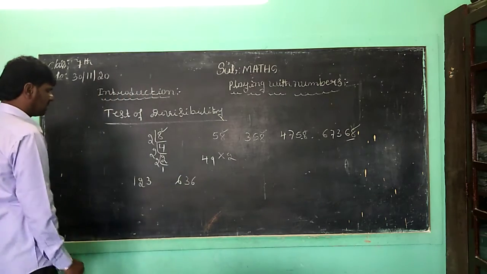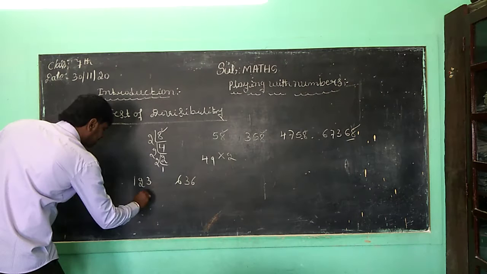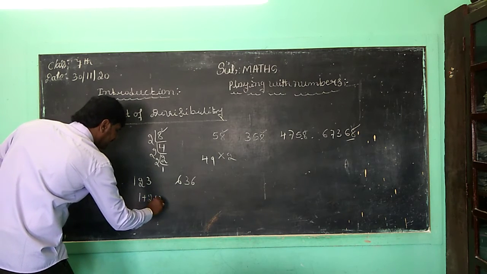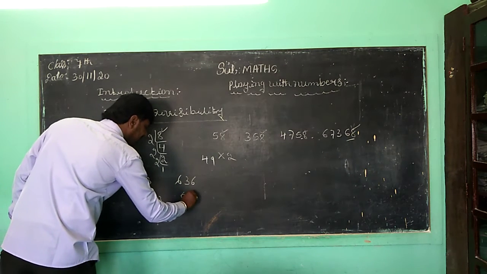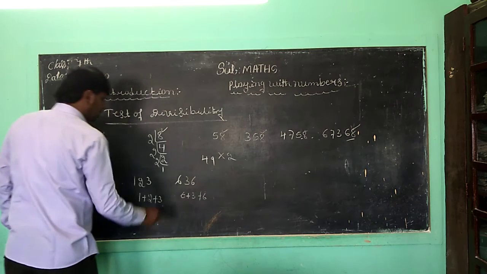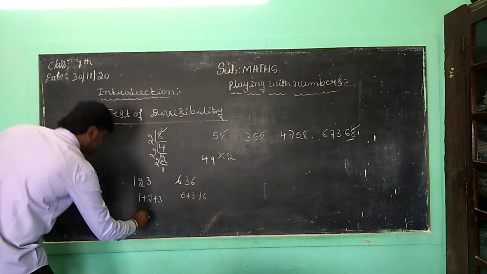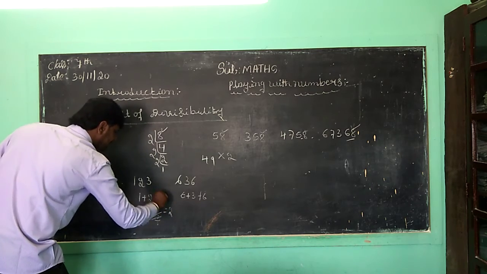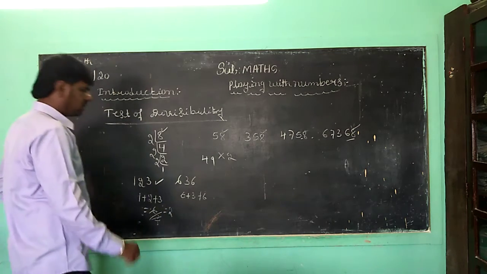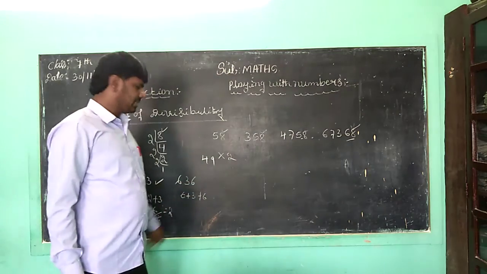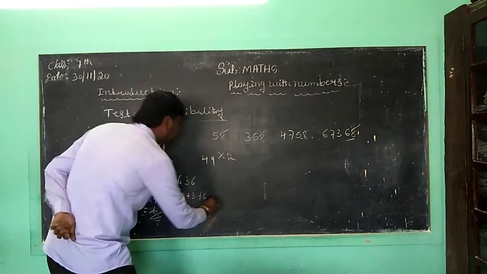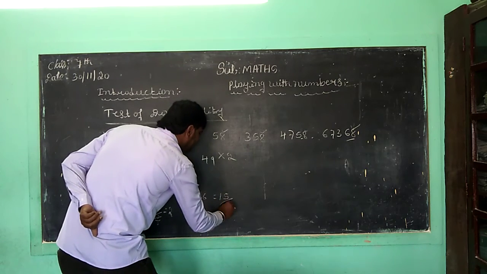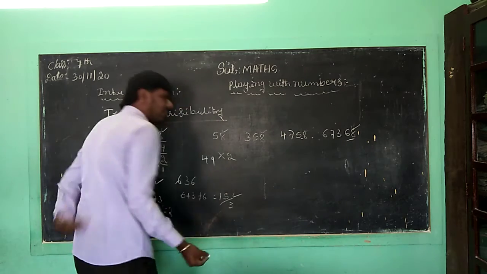Divisibility of 3 means you add 1 plus 2 plus 3. Here also 6 plus 3 plus 6. Correct, children? 1 plus 2 is 3, 3 plus 3 is 6. 6 divided by 3 is equal to 2. Yes, it is divisible by 3. Here also 6 plus 3 is 9, 9 plus 6 is 15. 15 divided by 3, yes, it is divisible by 3.